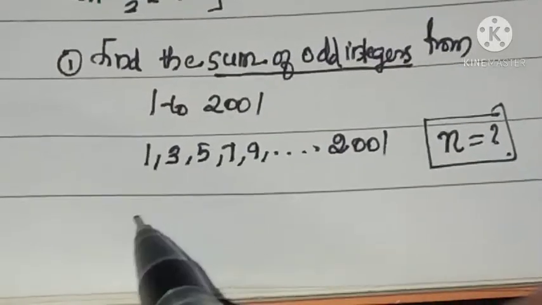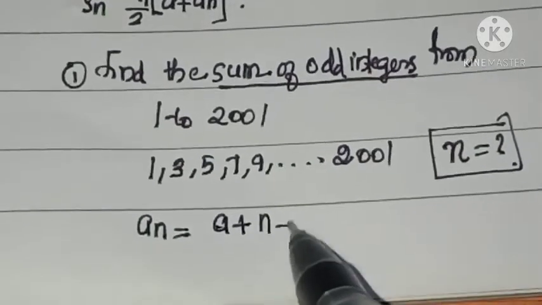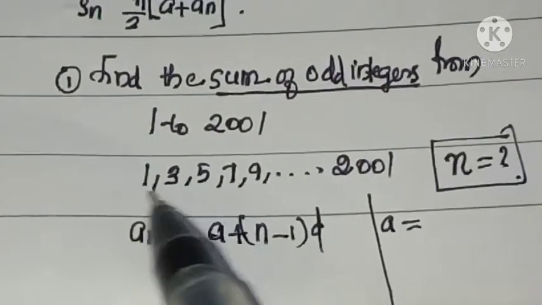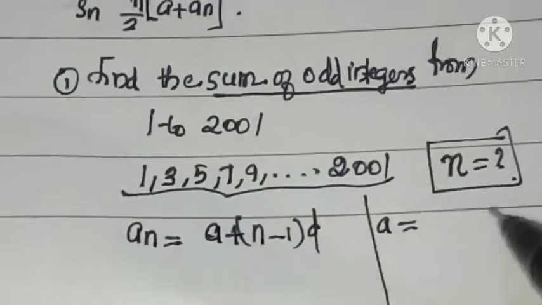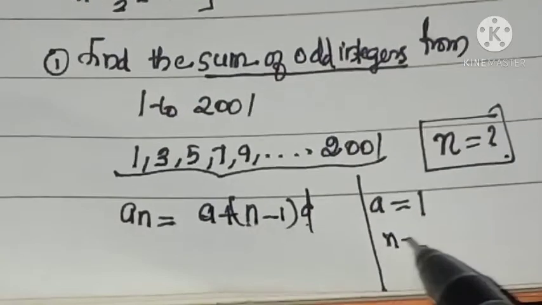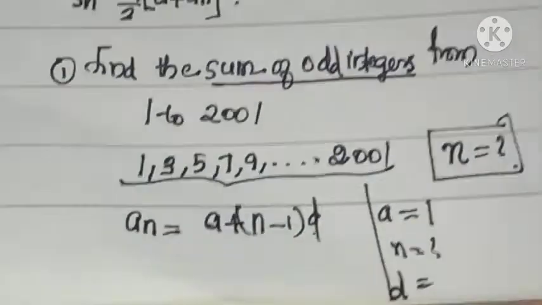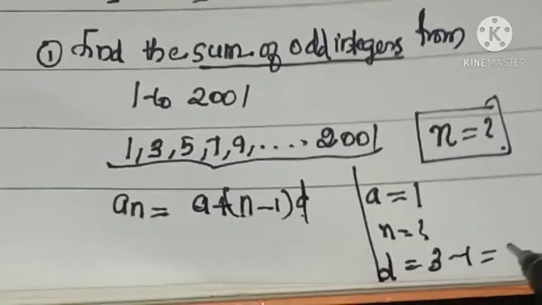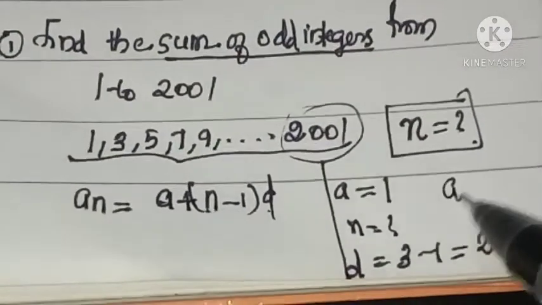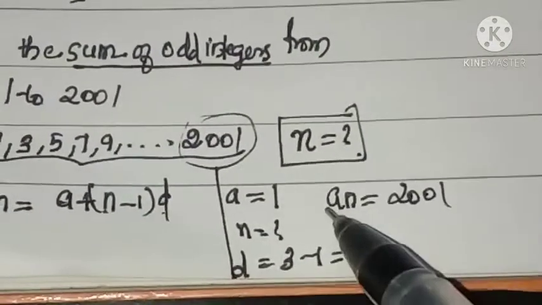So to get n, use the formula an. What is an? an is a plus (n minus 1) into d. Here a is the first term of this AP. What is the first term? 1. Now n we don't know. What is d? d is the common difference, the second term minus the first term, that is 3 minus 1 equal to 2. Now 2001 is the last term, or nth term. So an is 2001.